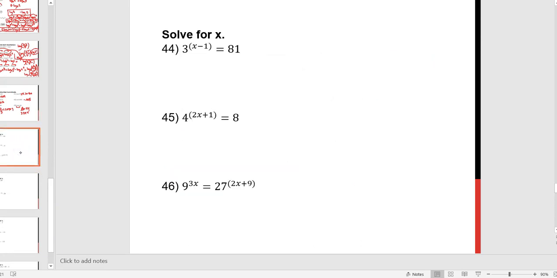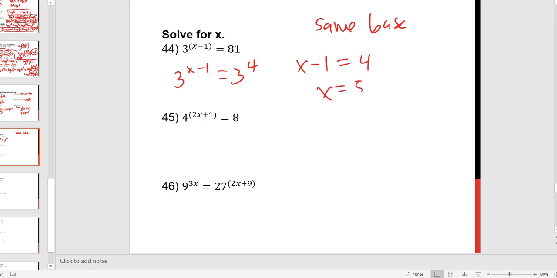How are we going to solve these? Well, when I can, I want to make them the same base. So these can both be written as base 3. This is 3 to the 4th. Once we have the bases equal, we can set the exponents equal, so that x equals 5. Same with this one, but 4 and 8, you can't write 8 as base 4, but you can write them both as base 2.